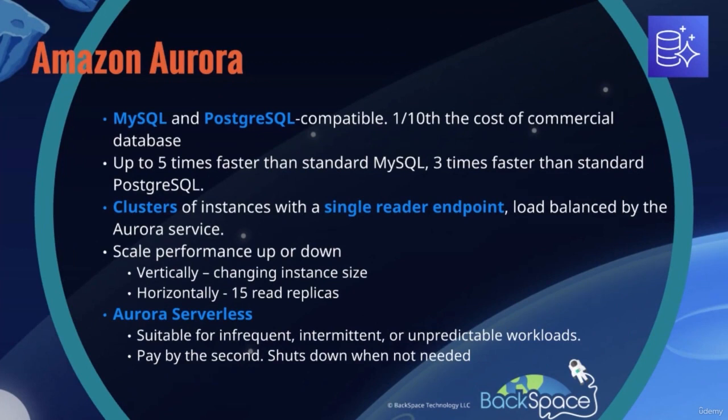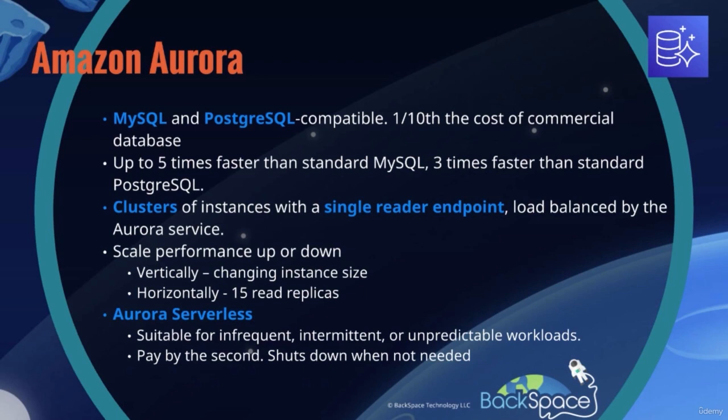Amazon Aurora is the enterprise solution for RDS, and it provides the MySQL and PostgreSQL compatible database engines, and it provides a significant cost saving over using a commercial database. It also provides a significant advantage in performance over standard RDS on MySQL and PostgreSQL.